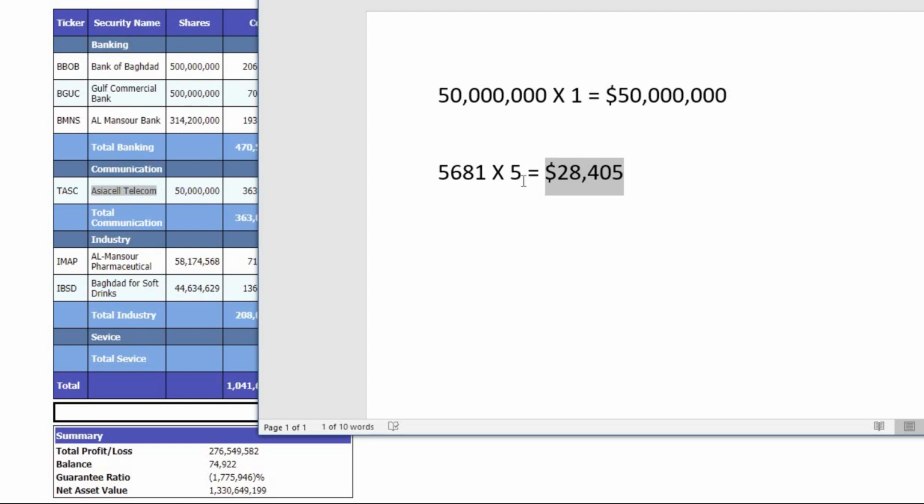Asia Telecom, if it's dollar for dollar and they pay 1 dinar per, then it's 1-to-1-to-1. They pay roughly 12%. It was 12.88% I think last year. So say 12% would be 56.81. If you own 5 blocks, then your annual payout from this one is 28,405.